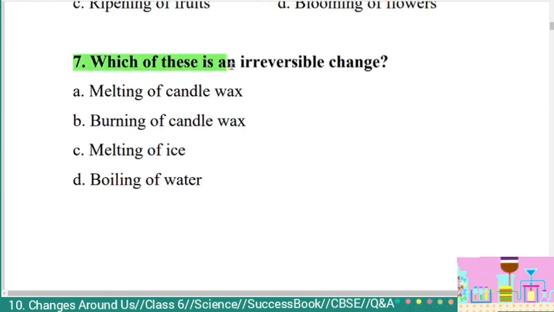Seventh question, which of these is an irreversible change? Option A, melting of candle wax. B, burning of candle wax. C, melting of ice. D, boiling of water. Here the correct answer is option B, burning of candle wax. Which of these is an irreversible change? That is burning of candle wax.